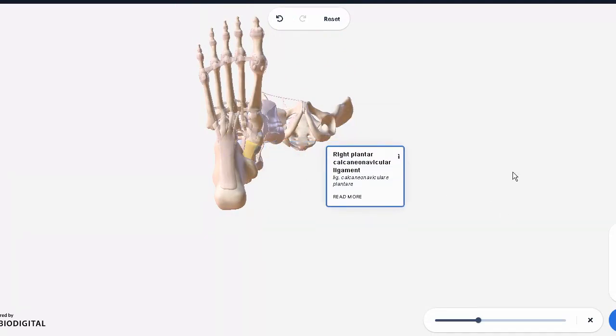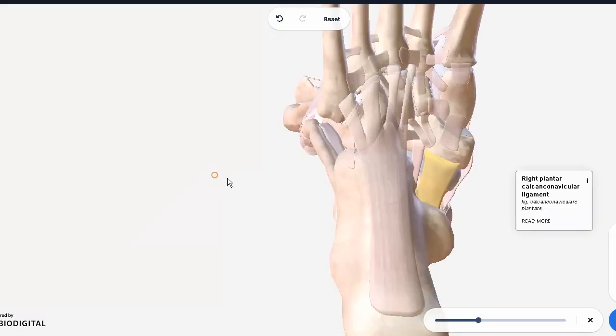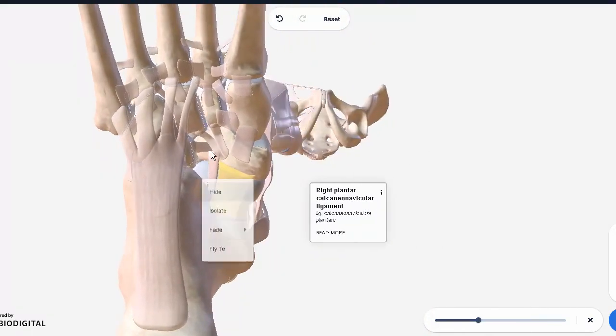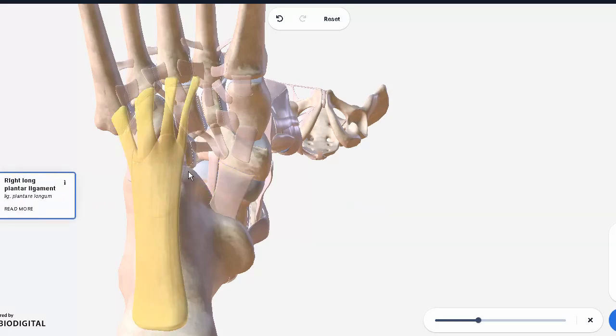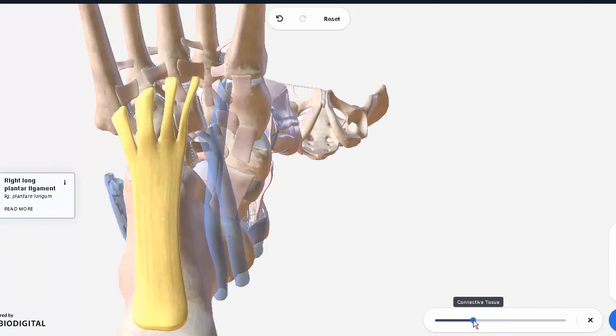Calcaneonavicular one. This is your spring ligament, the strongest and most crucial ligament of the arches, particularly the medial arch. It's like the core ligament that maintains the arch. The one we were seeing over here was the long plantar ligament, and the short plantar ligament appears right over here. I cannot see why it's not visible here.